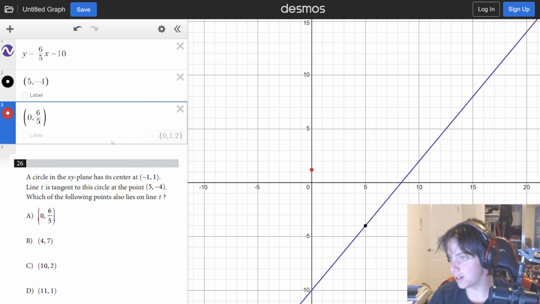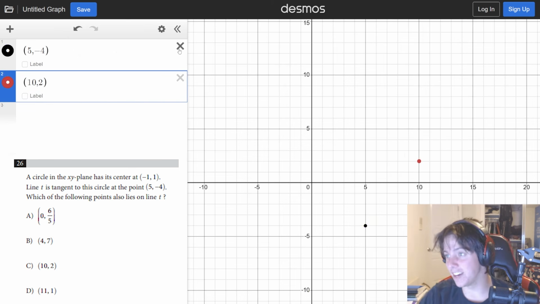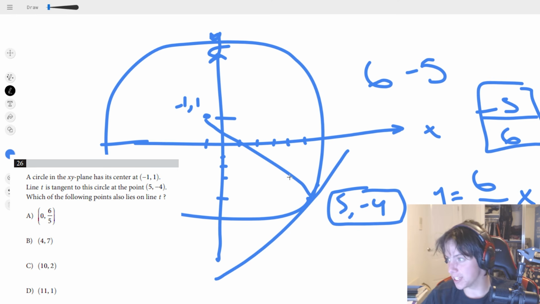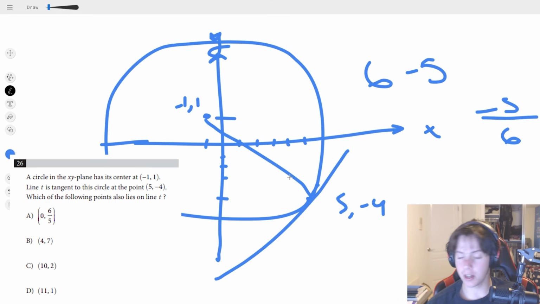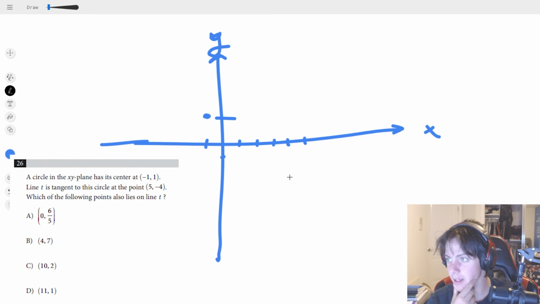0, 6 over 5. It's not on this. 4, 7. It's not on this. 10, 2. It is on this. So our answer is C. Okay. That one took a little longer just because I messed it up. But that just shows you that it's okay to make stuff wrong on the actual test. It doesn't mean you'll fail. Okay. So let's delete everything.